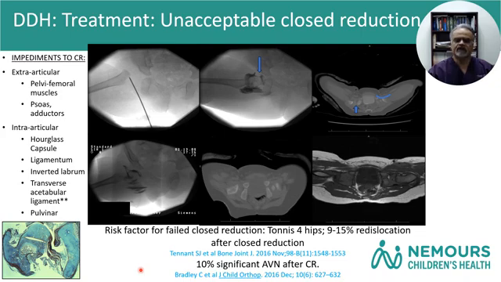When you look at the biggest risk factor for a failed closed reduction, it is a Tönnis type 4 hip, which about 10 to 15% of the time may end up redislocating after a closed reduction. And this also is a risk factor for AVN after closed reductions.